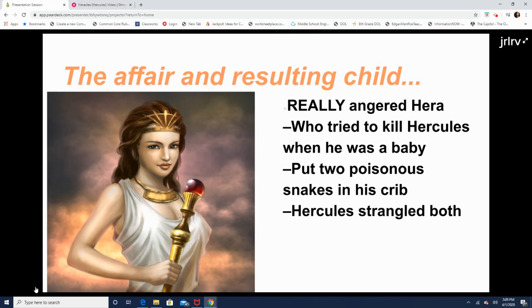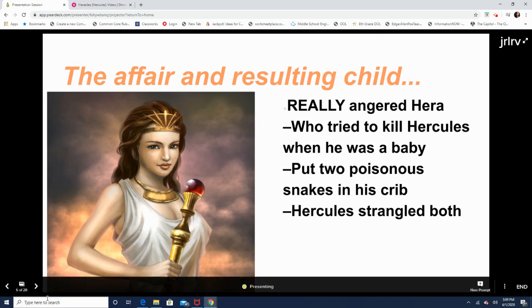One of the main differences was that in the movie, Hades was the one trying to get rid of Hercules. But in actuality, it was Hera, Zeus's wife, who was trying to get rid of Hercules because she was upset that Zeus had another outside child.